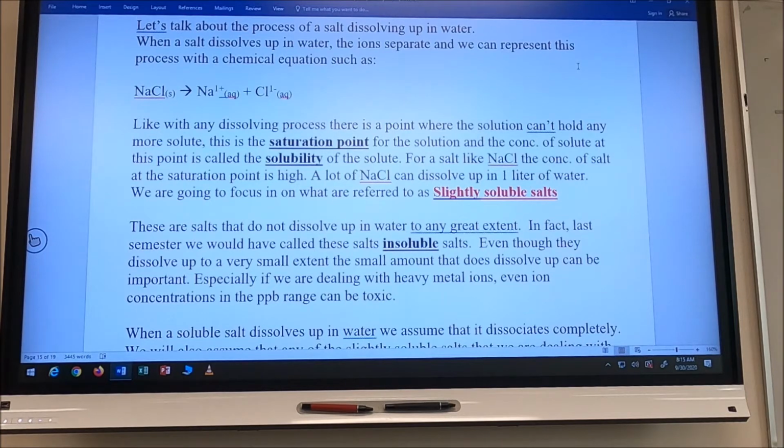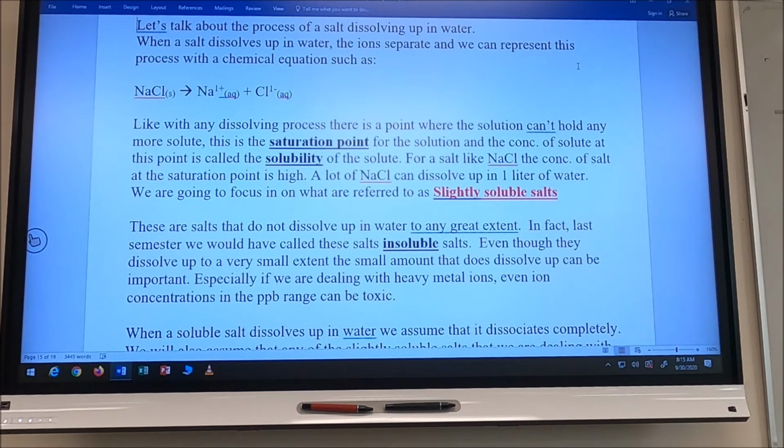And if we look at this process of dissolving a salt in water and forming the solution, we know that for any solution there is a saturation point, a point where we've hit the maximum amount of solute that the solution can hold. The concentration of a salt in a saturated solution is called its solubility, or sometimes its solubility limit. For a salt like sodium chloride, the concentration at the saturation point is very high, so we say sodium chloride has a high solubility.